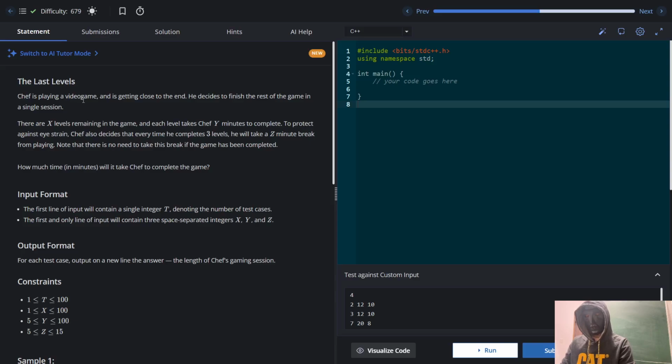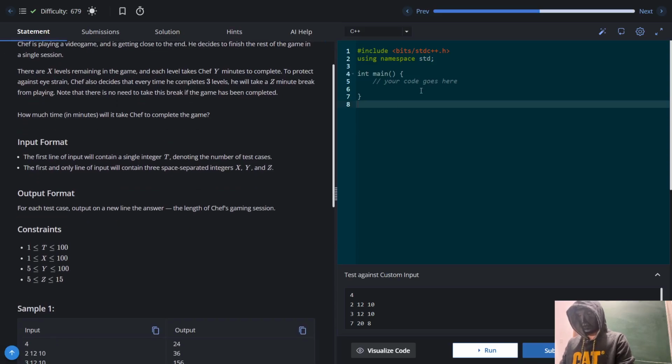Chef is playing a video game and is getting close to the end. He decides to finish the rest of the game in a single session. There are X levels remaining in the game, and each level takes Y minutes to complete. To protect against eye strain, Chef also decides that every time he completes 3 levels, he will take a Z minute break from playing. Note that there is no need to take this break if the game has been completed. How much time in minutes will it take Chef to complete the game?